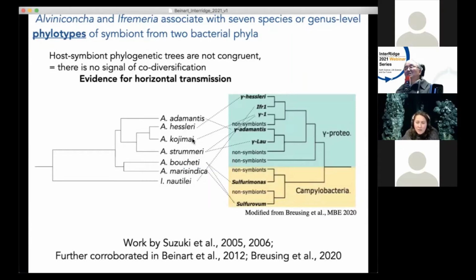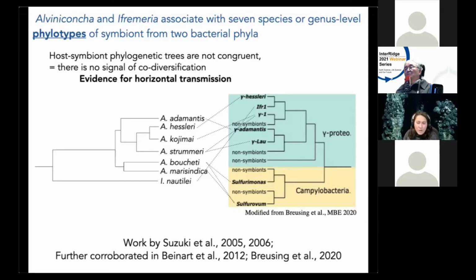And so when we look at this broadly, we have this conceptualized host phylogenetic tree and the conceptualized symbiont phylogenetic tree here. What we see is that there's no evidence of co-diversification. And so it's been long hypothesized that Alviniconcha and Ifremeria transmit their symbionts horizontally through the environment. And this is the primary evidence for that.